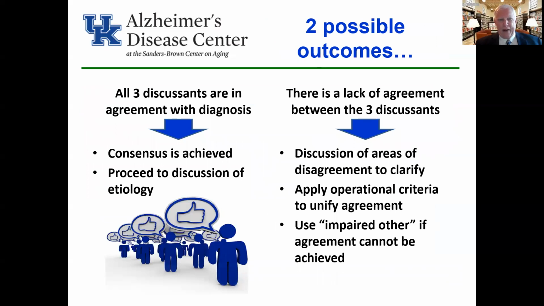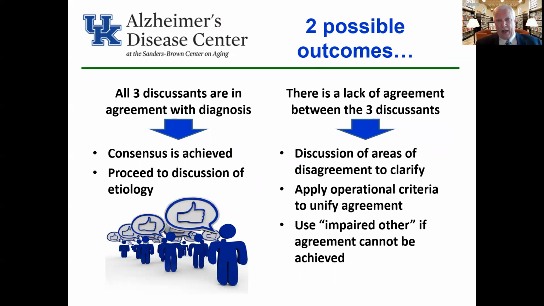So there are two possible outcomes of a consensus process. One, which we strive for, is when all three discussants are in agreement with the diagnosis. Thus, consensus is achieved and we can proceed to discussion of what we feel is the underlying etiology.